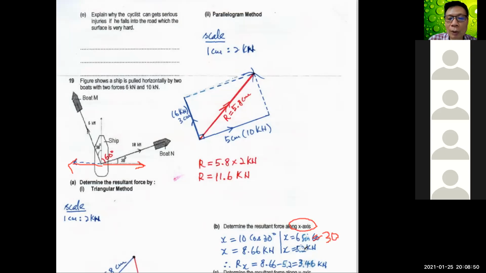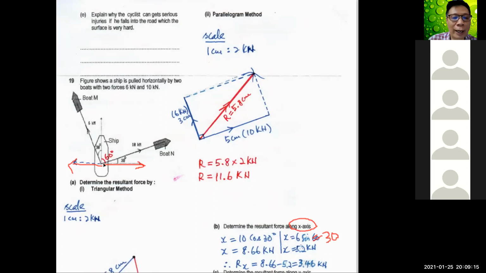So this number is also wrong. Okay, I say it again. 10, because this question asks us to find the x-axis component. So x is here, x, y. For this one, x, y. Understand? So here, angle 30, so this is cos. So 10 cos 30, so you get this one.